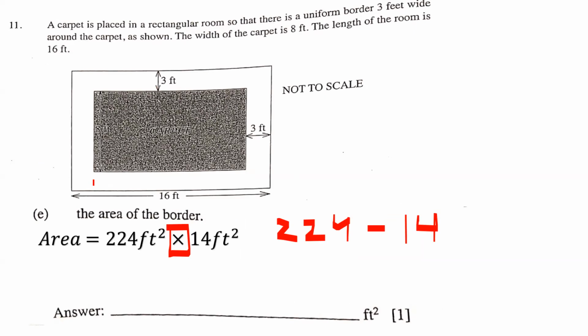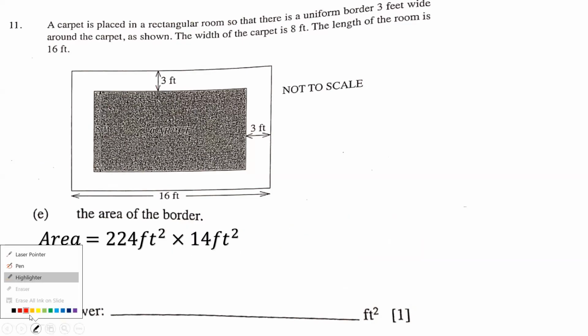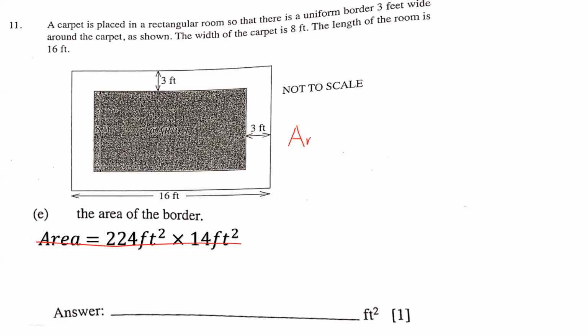And so let's write this down properly. Erase all ink. The right answer that's supposed to be on the screen, let's write it. So it's going to be area. This is wrong, so put an X through that. So the area of the border is now going to be equal to the area of the room, which is 224 feet, minus the area of the carpet.